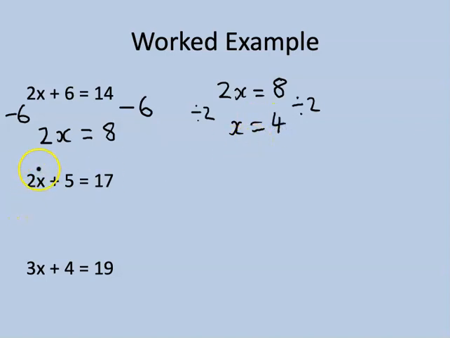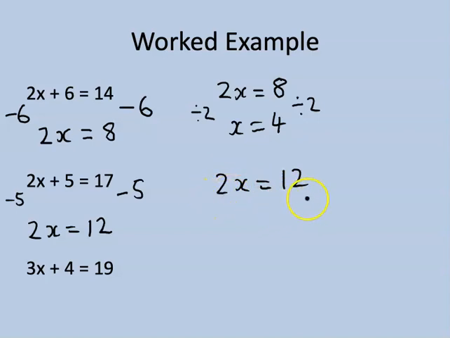And I do the same process again. 2x plus 5 is 17. Take away that 5. 2x is going to give me 12. Just to rewrite it here so I've got room. And then I'm going to divide by this 2 next to the x. And 2 times what gives me 12? It's going to be 6.